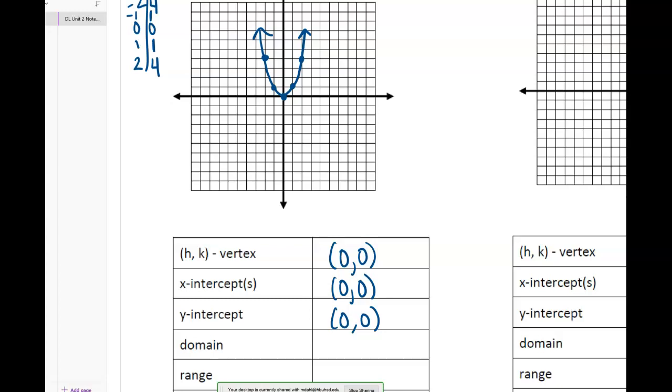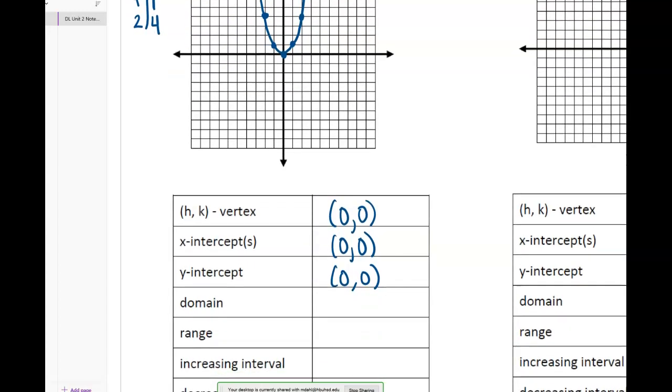All right, domain. What can we plug into this function? All real numbers, right? It doesn't have any limitations. You can see that on the graph. Or you can think about it. What numbers can I plug in and square? Any of them. What about the range here? Y is greater than or equal to 0. Since it's just squaring, it's zeros and positives because we can't square a number and get a negative, right? Or if we wrote that in interval notation.